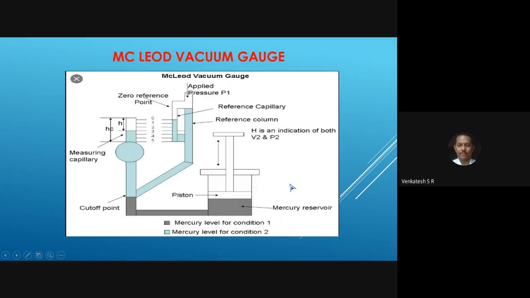That indicates the change in volume due to negative pressure: P1 equal to P2 V2 divided by V1. That is the volume change due to negative pressure in the McLeod gauge.